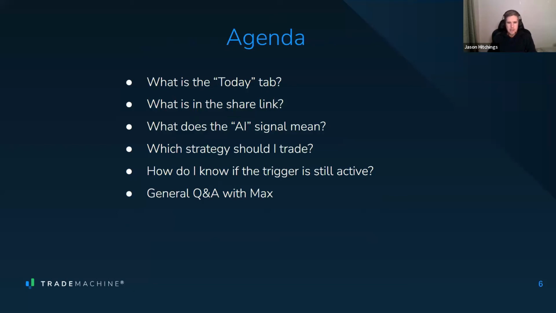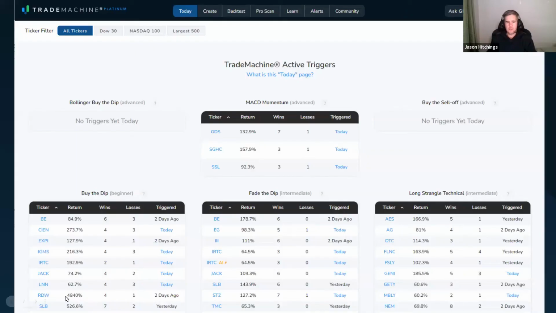Today we're going to do a deep dive on the Today tab, with a real quick breakdown. This is the first thing you see when you log into TradeMachine. These are the tabs at the top to navigate in the application. There's a little filter at the top, and this tells you whether the results you're seeing here are for all possible tickers, or you can filter them down to just the Dow 30, just the NASDAQ 100, or the largest 500 by market cap.